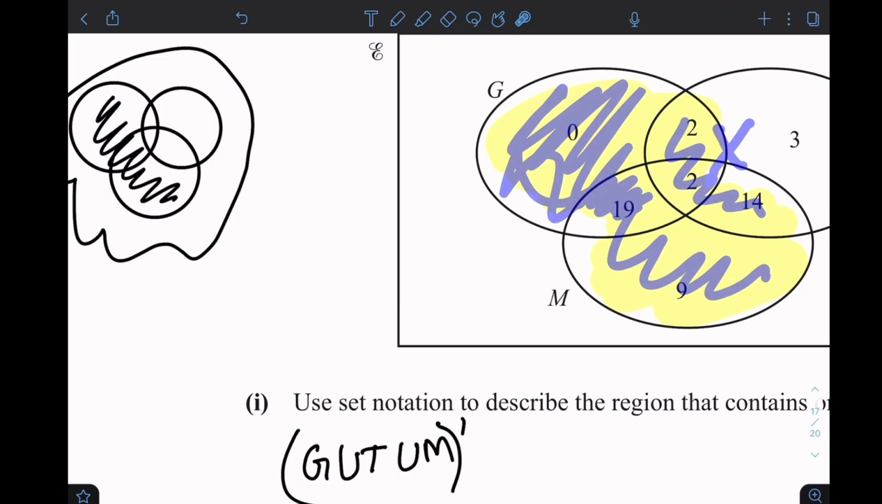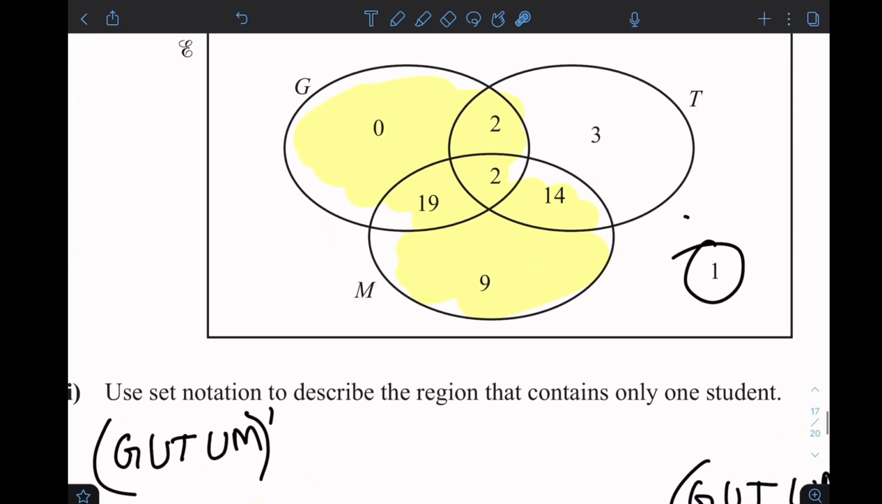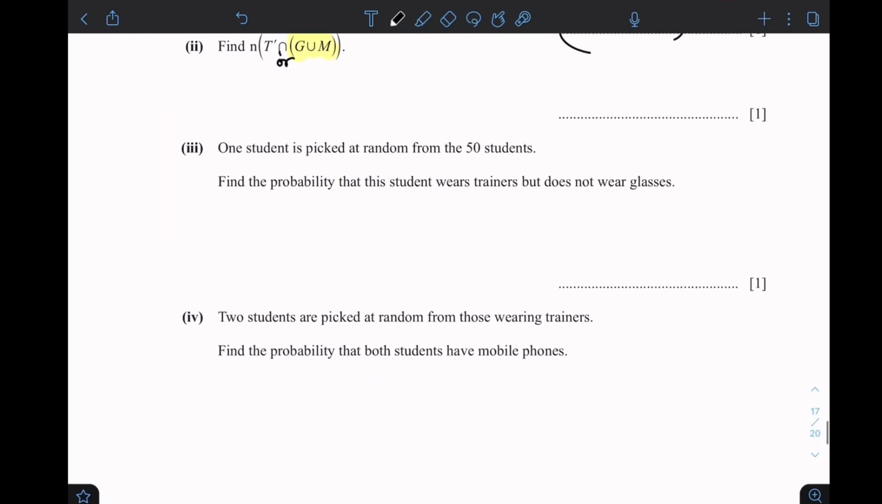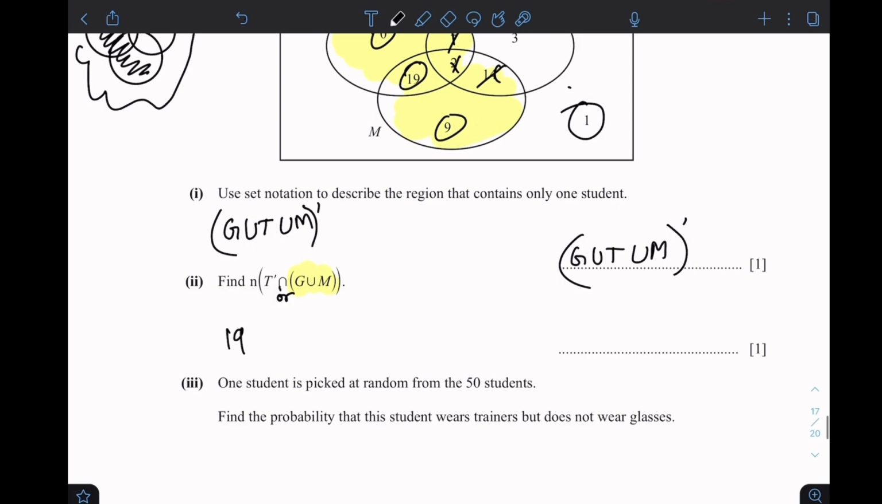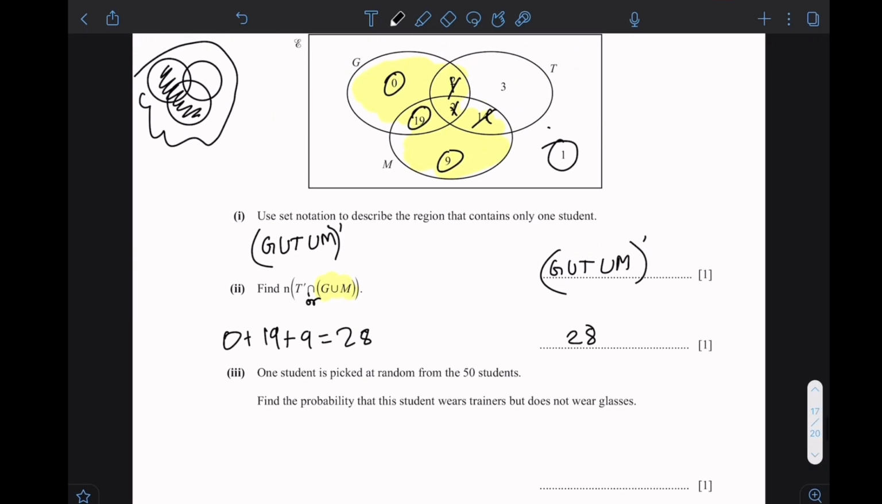They're not common because they appear in G union T, but they do not appear in T inverse. Hence, you can only consider the 0, 19, and 9, not the 2 and 14. So you do 19 plus 9 plus 0, which is 28. And now it says one student is picked at random from the 50 students.